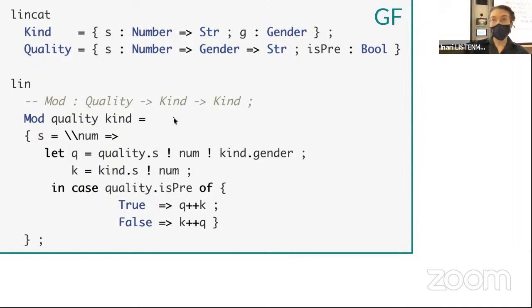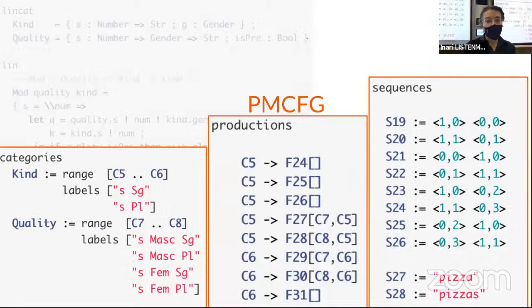The kind has an inflection table for number, a string, and an inherent gender, and the quality inflects in both number and gender. It also has an inherent parameter for whether it comes before or after the kind. Then in the modification function, we just determine the word order and the right agreement of the adjective. So that's what we've seen. Now we're going to talk about the lower-level functions. After this talk, you will know all about what these things mean.